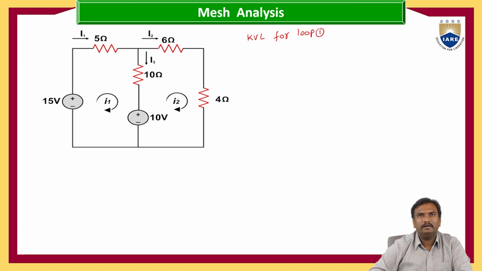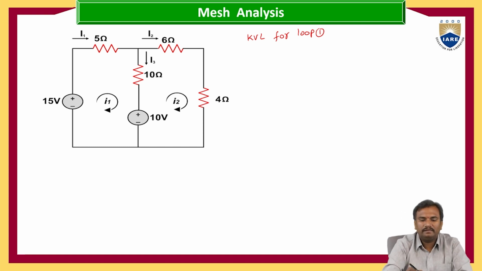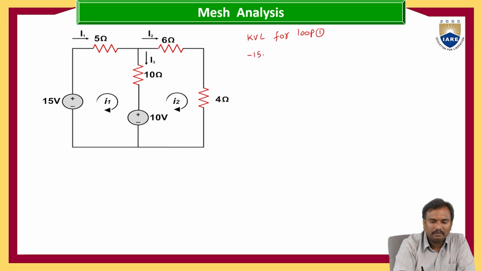KVL for loop 1 is nothing but the algebraic sum of voltages in a closed path is equal to 0. That is minus 15 plus, here current is entering the negative terminal of the voltage source, minus 15 plus 5 into I1, plus, here this is the 10 ohms which is connected with both the loops. This 10 ohm resistance is connected between the two loops.